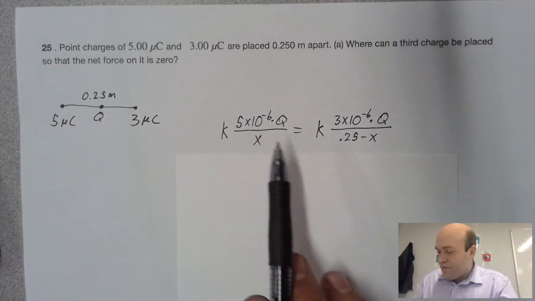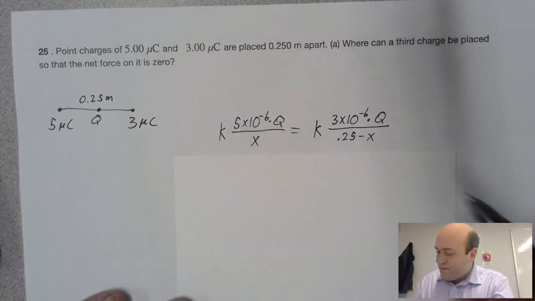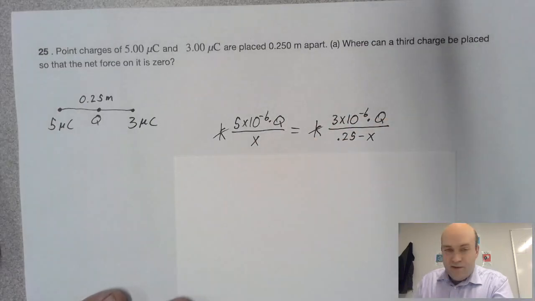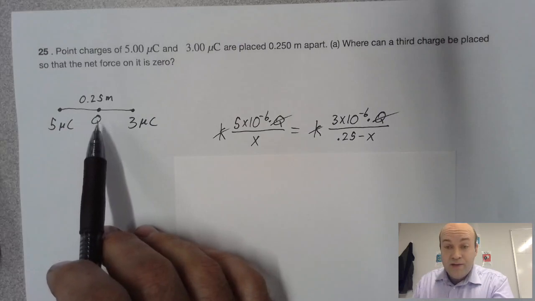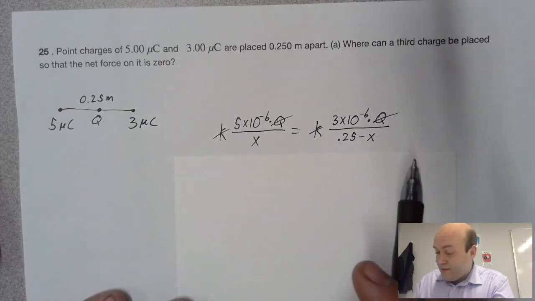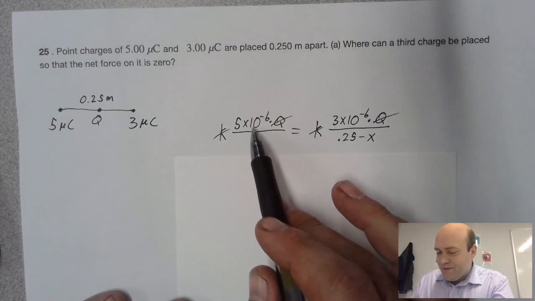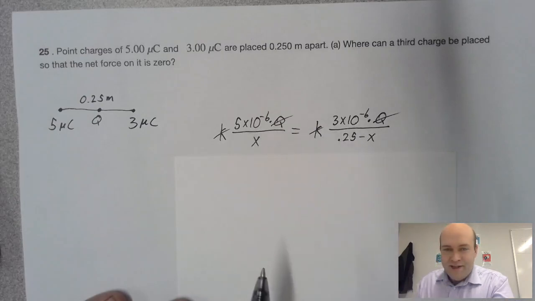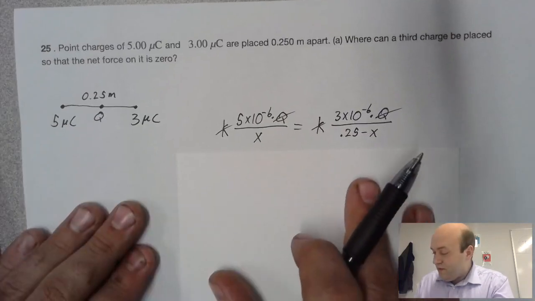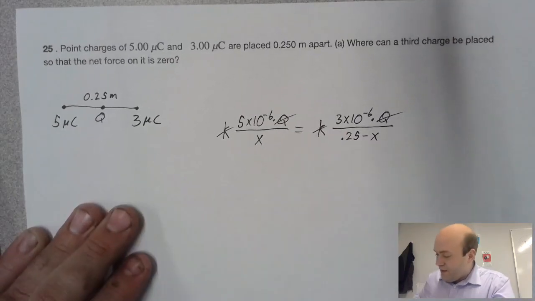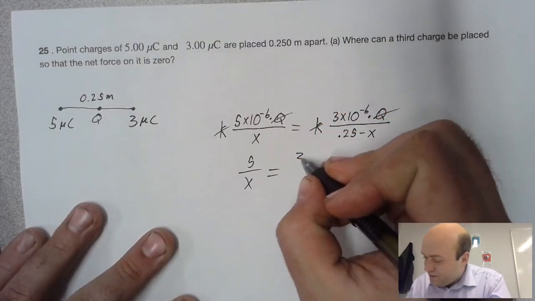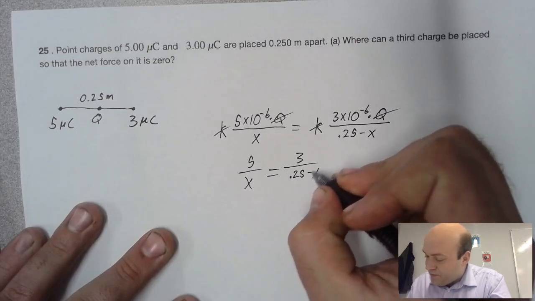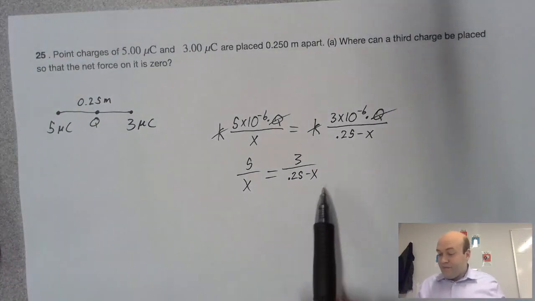Now, one nice thing about the formula is we have it right here. I've got a k on both sides, that constant, so I can divide by that. I've got the charge Q, so I can cancel that out, so it doesn't matter what magnitude the charge we put in the middle is. It's going to cancel out. And then I'm also going to multiply both sides by 10 to the 6th so that I can cancel that out and get nice whole numbers. If I do all that, I can get down to just 5 over x and 3 over 0.25 minus x.